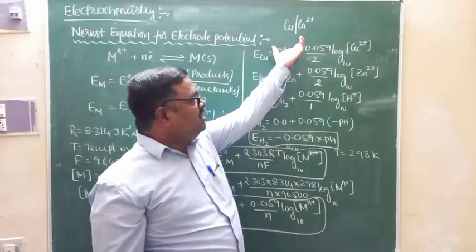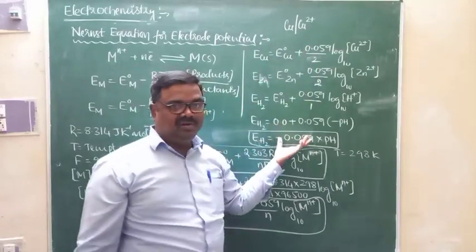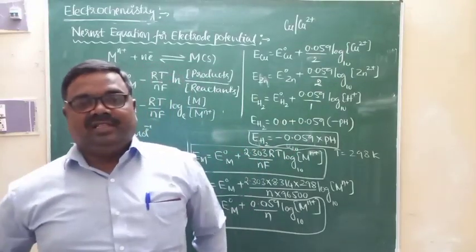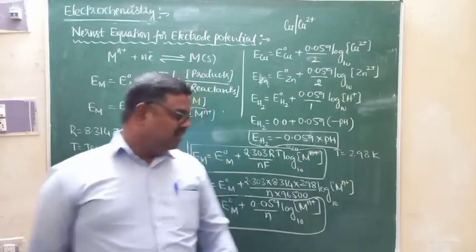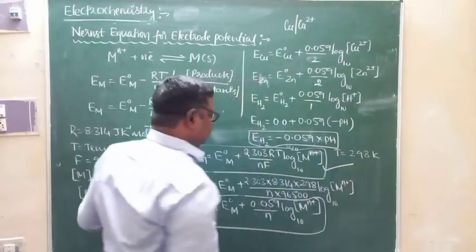Okay, now these are the expressions for Nernst equation for different types of electrodes. So this is what we call Nernst equation for electrode potentials. If you remember this correctly, that is enough.